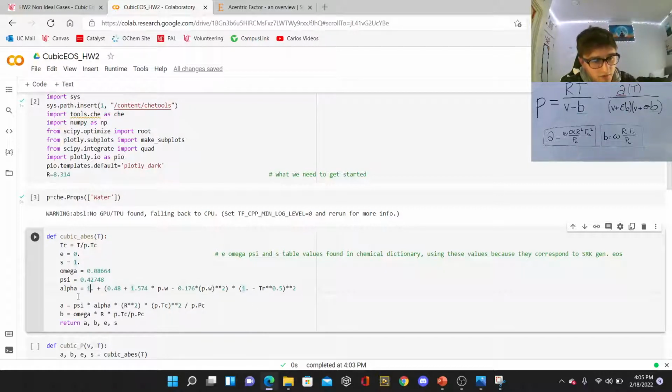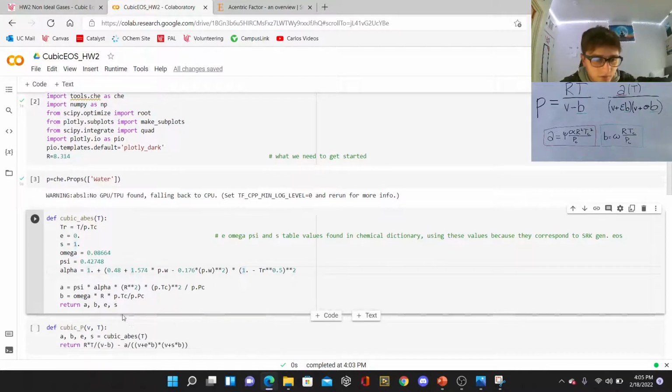Now that we have all these values, we can calculate the A and B. So all we need for A is psi, alpha, R, critical temperature, and critical pressure. And then for B, we just need omega, R, critical temperature, and critical pressure. What we're going to do is grab these values from here. We don't need the omega, the psi, the alpha; the only purpose they have is calculating A and B for us. Then epsilon and sigma are used in the equation you see right here in accordance with B.